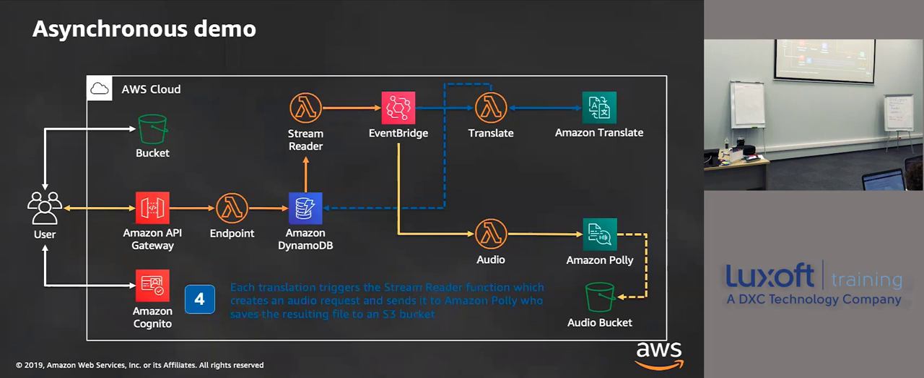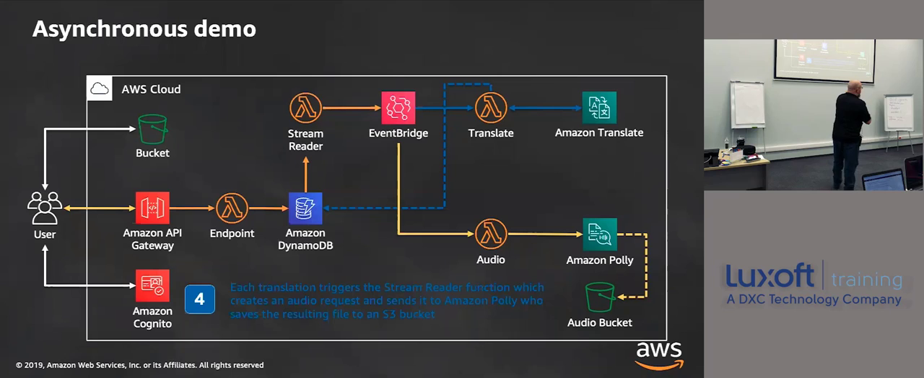Now, funny thing about Polly is in our last example, I had the lambda spin and wait for Polly to give me back the file. I don't have to do that. I can say to Polly, hey, here's the text, make an audio recording and drop it in a bucket, I'll see you later. That's an asynchronous approach. So what I did here is this audio lambda, getting the rule from EventBridge, says, make an audio recording of this text and drop it in a bucket, and I'm moving on. If you notice, the endpoint lambda, stream reader lambda, translate lambda, and audio lambda are all very short bursts. Boom, did the job, went away. They're very quick.